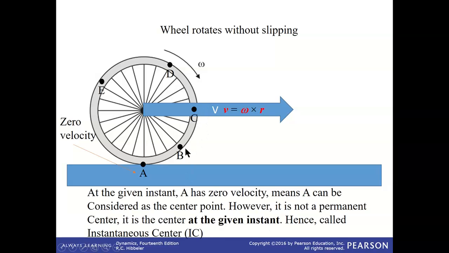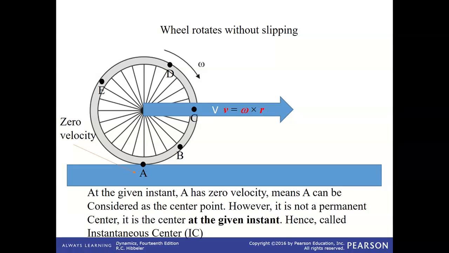Let's say as the wheel rotates further, point B will come in contact with the ground and B will become a new temporary center, and then C, and then D, and then E. But at the given instant, A is the center point. Hence, A is called the instantaneous center, or IC. So from now onwards, we will use this acronym IC, which stands for instantaneous center, meaning the center point at the given instant. Right now, A is the zero velocity point and A is the center point.